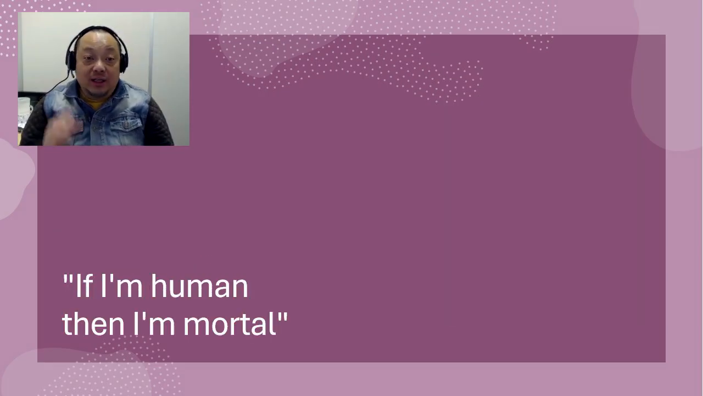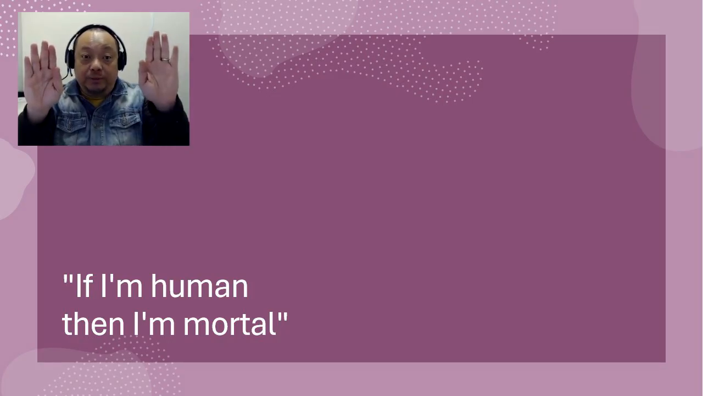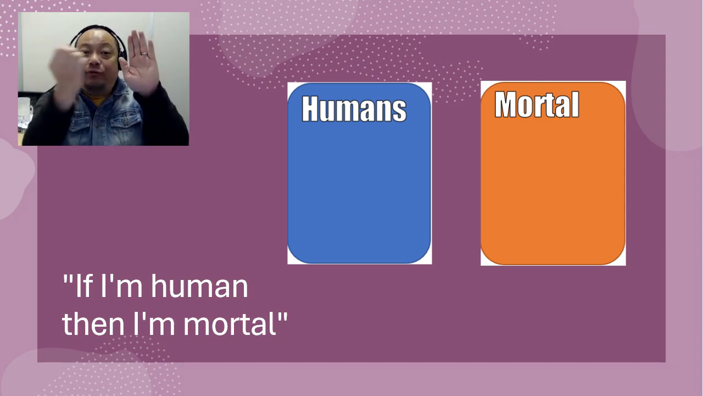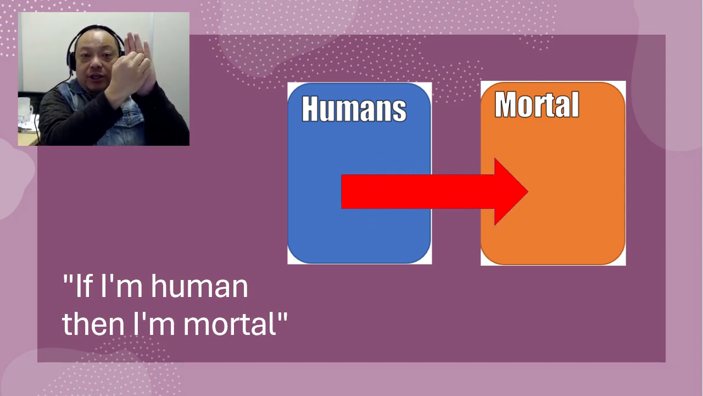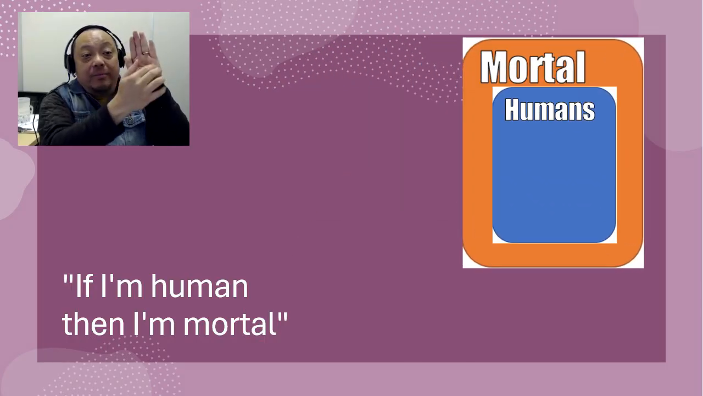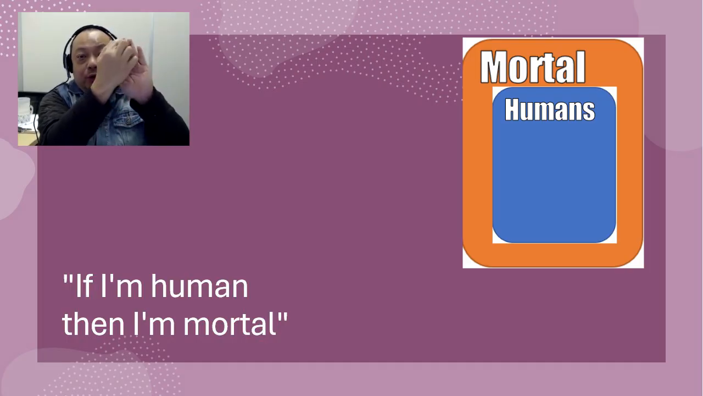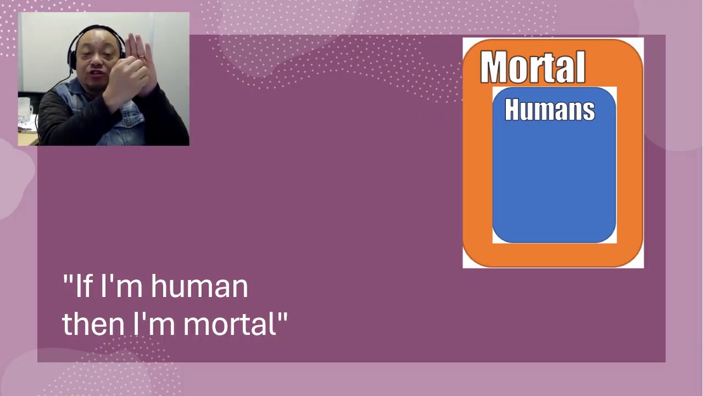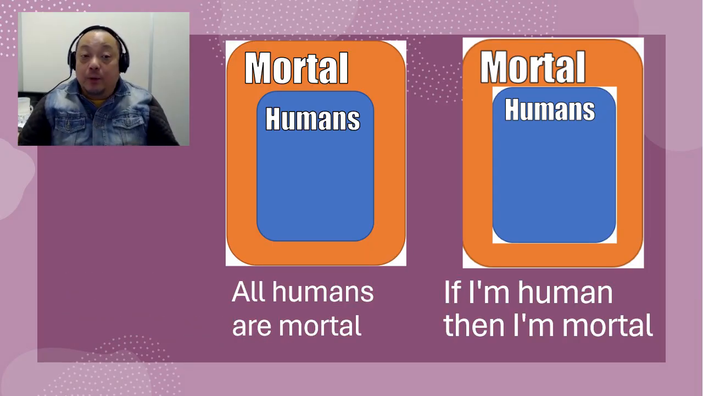Now let's look at if I'm human, then I'm mortal. Again, the human set and the mortal set. If I'm human, then I have to be inside the mortal set. So the human set goes inside. And there are some left over because there are some mortals that aren't human. There are other animals. So the human set is strictly inside the mortal set. That's how we say it. We say that it's strictly inside, it's a strict subset of the mortal set. Both diagrams are the same, so both statements are the same.